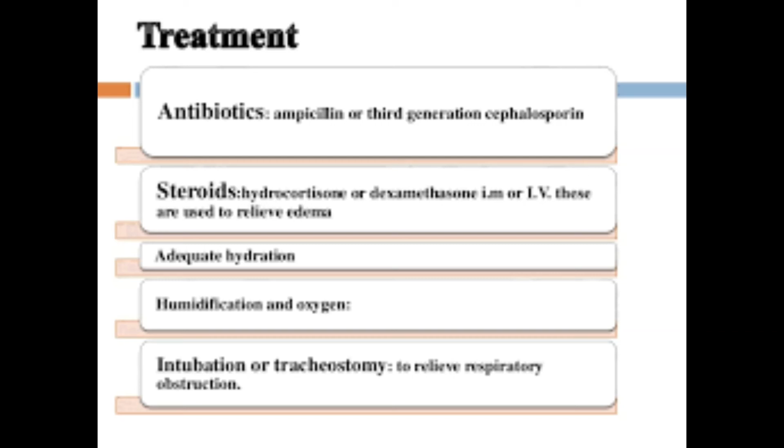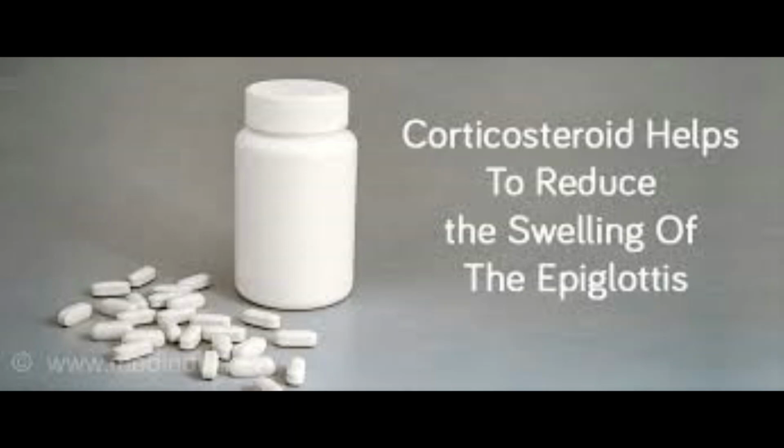Treatment. The treatment for acute epiglottitis is inpatient, especially for children, because they may deteriorate rapidly, and avoid anything that may irritate the children, because it may worsen the obstruction. Immediately start IM or IV antibiotics, especially ampicillin or third generation cephalosporins like ceftriaxone. And also sometimes steroids can be used, which will decrease the edema and relieve the obstruction. The most commonly used steroids include hydrocortisone and dexamethasone.